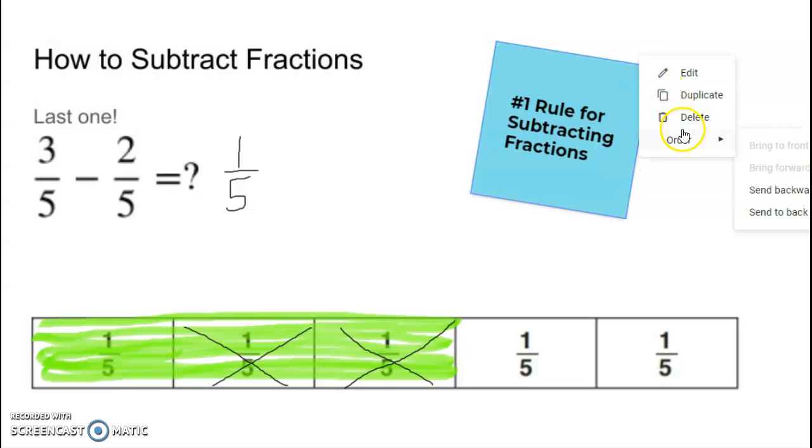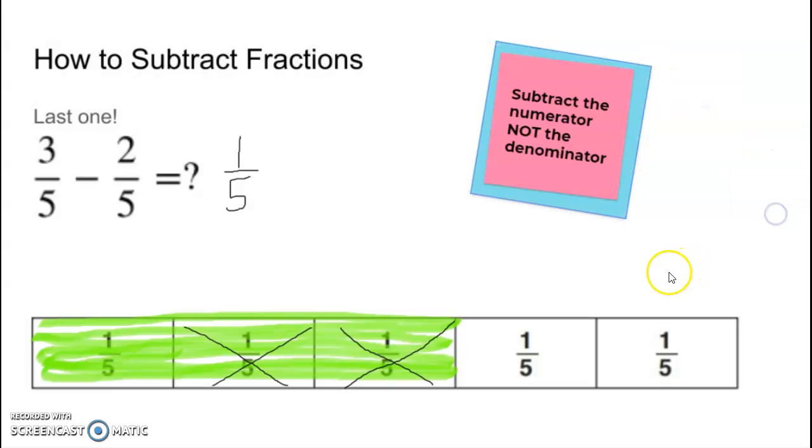and not the denominators. So it turns out that is the number one rule for subtracting fractions, and it's very similar to the number one rule for adding fractions. You only want to ever add or subtract the numerator, not the denominator. Because remember, the denominator tells us what type of fraction it is. It tells us what type of fraction we're adding or subtracting, and we don't want to change it.